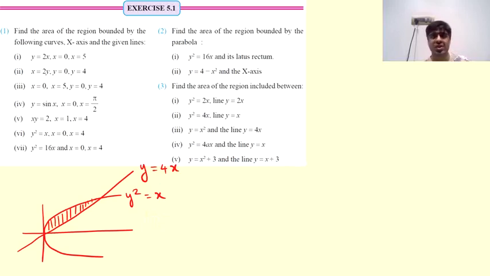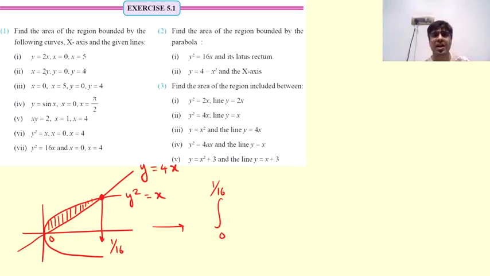Cancel that x on both the sides. 16x will be equal to 1. So the x coordinate of the point of intersection here is 1 by 16. And yeah, that tells you that the required area is going to be integration from 0 to 1 upon 16.